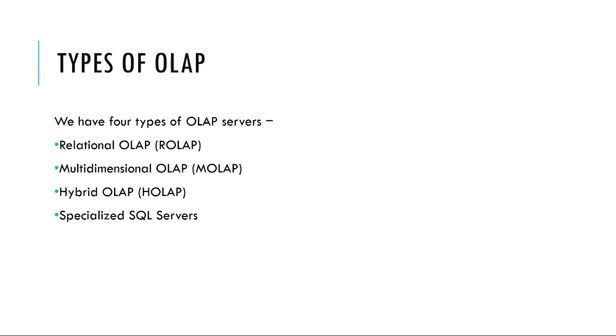Third type of OLAP is hybrid OLAP. So HOLAP is a combination of both ROLAP and MOLAP. It offers higher scalability of ROLAP and faster computation of MOLAP. Hybrid OLAP servers allow storing large data volumes of detailed information, and the aggregations are stored separately in MOLAP store, that is the multidimensional store.